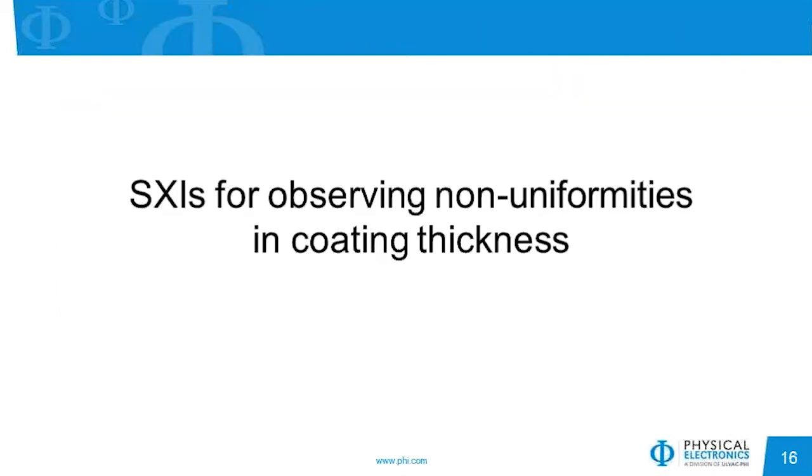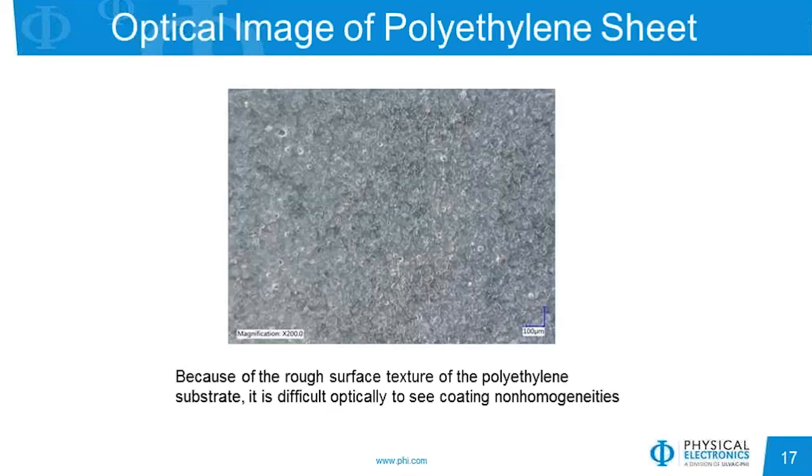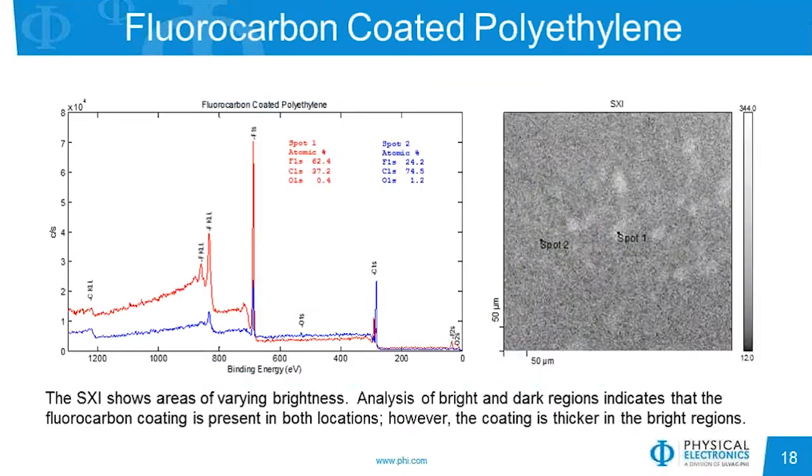In the next example, we'll be using SXI to observe non-uniformities in film thickness on a polymer material. This is a polyethylene sheet, and we're seeing an optical image collected of this material. There is a lot of roughness and texture of the polyethylene substrate, and so it's difficult to see any non-homogeneities optically. However, we have collected an SXI on the right side of the window, and we can see that there are areas of bright and dark features.